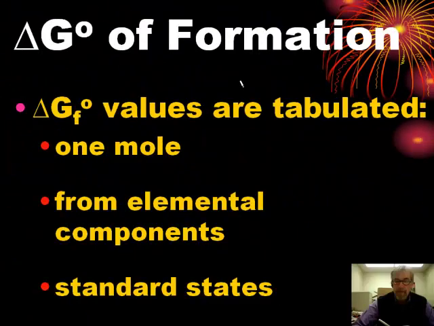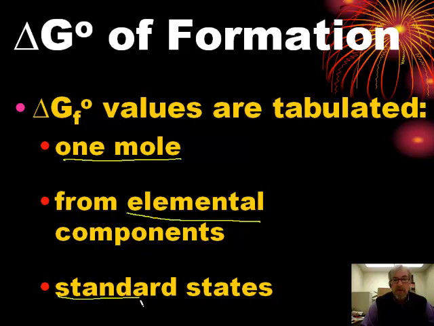Delta G's of formation are tabulated, just like enthalpy changes of formation are tabulated for various compounds. You can find them in reference books, you can find them on reference tables online. Textbooks also have these things very often. And the rules are still the same. It has to be at standard state. 1 mole of the compound is created from its elements, and those elements have to be in their standard states.